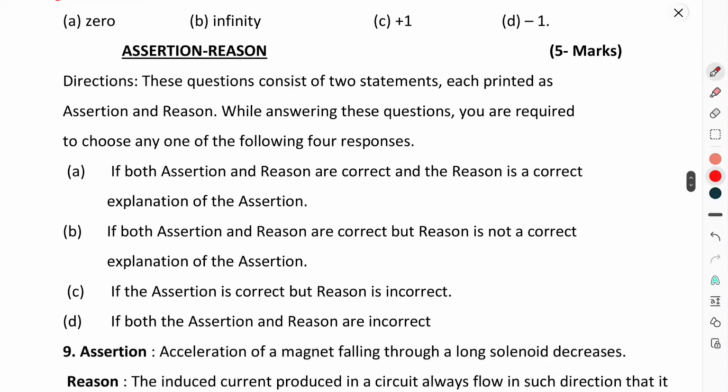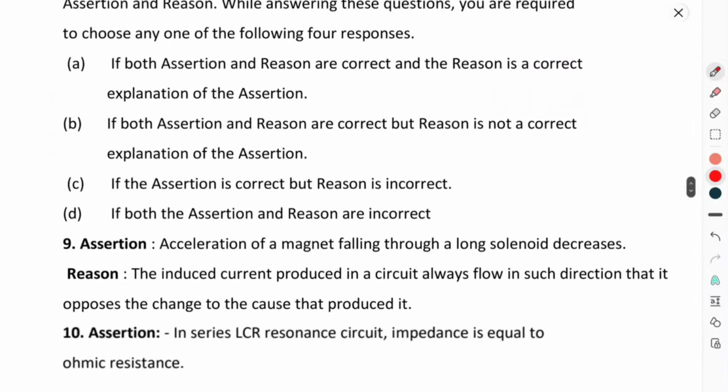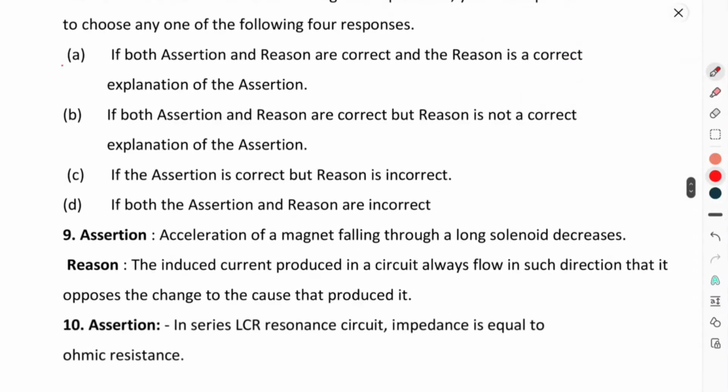Directions. These questions consist of two statements, each printed as assertion and reason. While answering the question, you are required to choose one of the following 4 responses. ठीक है, इसमें से आपको एक A चूज करना है if both assertion and reason are correct and the reason is the correct explanation of the assertion. B चूज करना है if the assertion and reason are correct, reason is not the correct explanation of assertion. C choose करना है assertion is correct, reason is incorrect; D if both assertion and reason are incorrect.